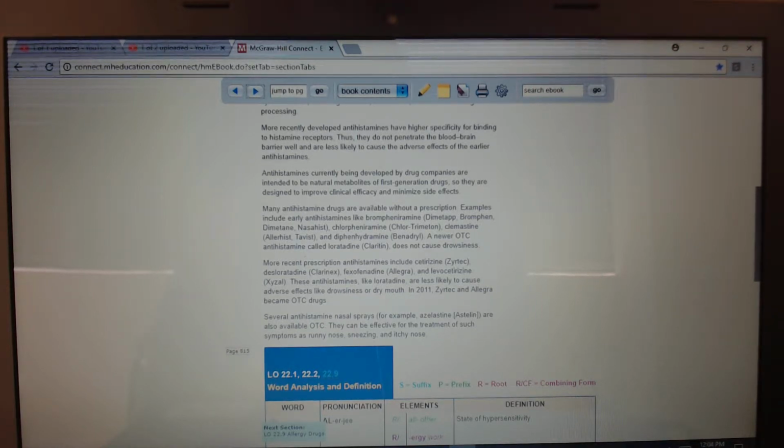Antihistamines currently being developed by drug companies are intended to be natural metabolites of first-generation drugs, so they're designed to improve clinical efficacy and minimize side effects. Many antihistamine drugs are available without a prescription.